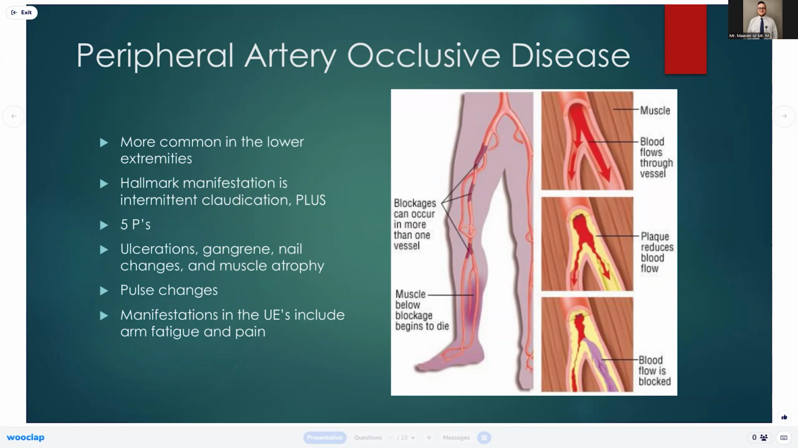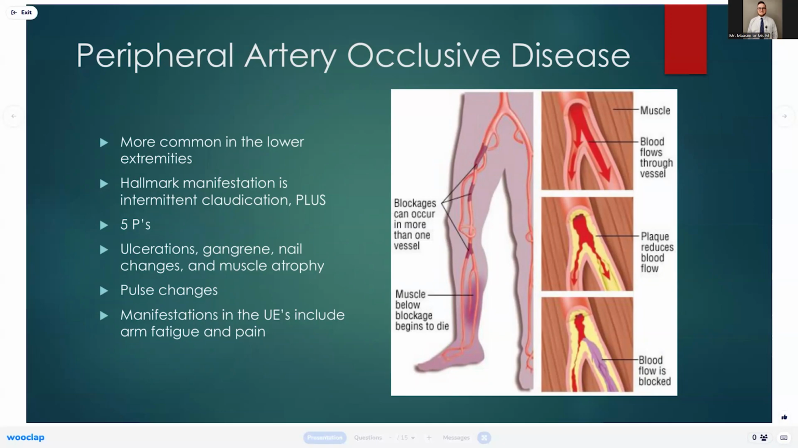So peripheral artery occlusive disease, usually known as just PAD. PAD is peripheral artery disease, is usually what people call it. This is more commonly found in the lower extremities. The hallmark manifestation for most of these, for any arterial disease, is pretty much going to be intermittent claudication. Plus, you would add on the 5 Ps. So, what are the 5 Ps?